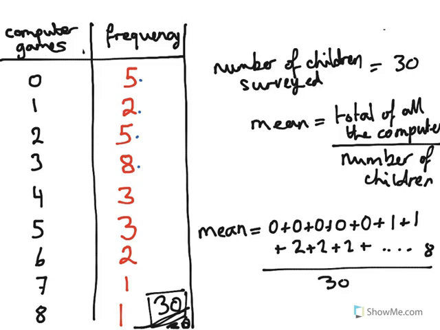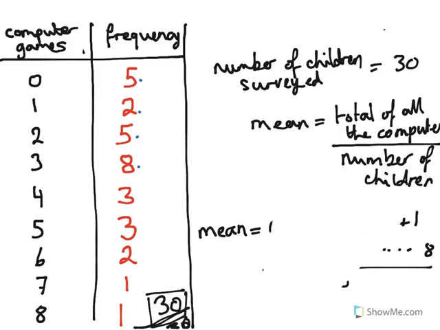An easier way of doing this is using our frequency table to calculate the mean instead. And it saves a lot of time. The reason that it saves a lot of time is we multiply: 5 children had 0 computer games. So instead of adding 0 5 times, we can just say 0 times 5. We had 2 children that had 1 computer game.